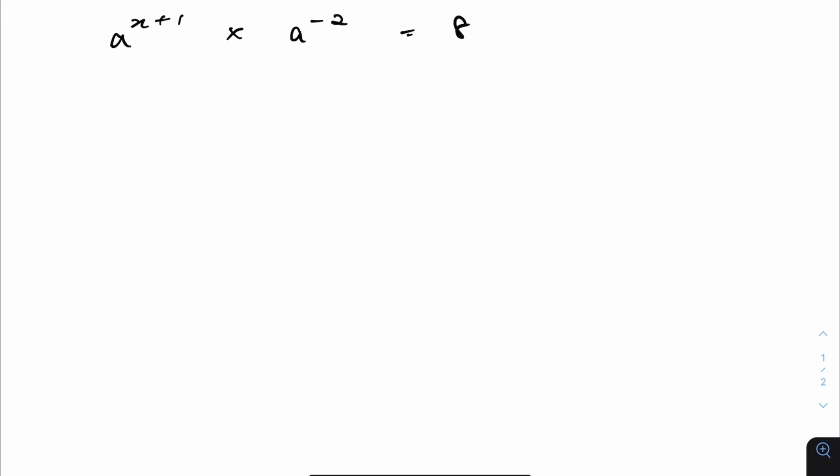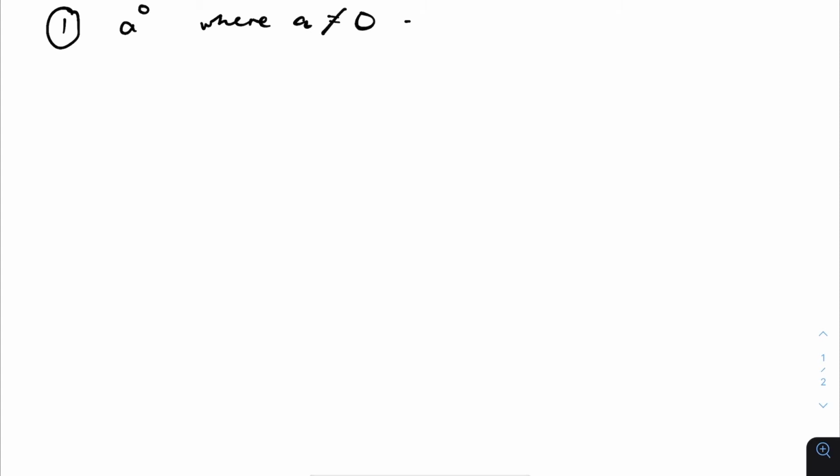So we're going to be looking at some indices laws. Let's get started with the laws first. We'll go into some easy practice problems to test our knowledge later. So the first law is that anything to the power of 0 is equal to 1. So a to the power of 0, where a is not equal to 0, is equal to 1. For example, 5 to the power of 0, or 6 to the power of 0, or 7 to the power of 0, or even 8.9265 to the power of 0, all of those will give you just 1.